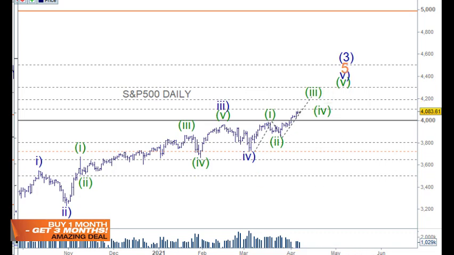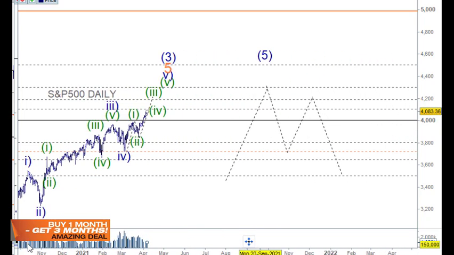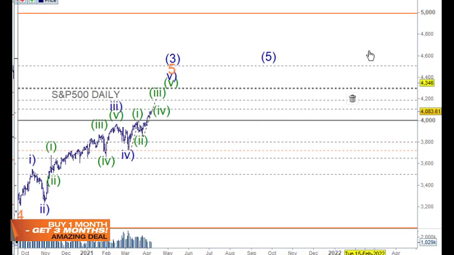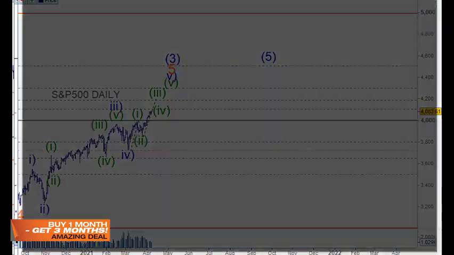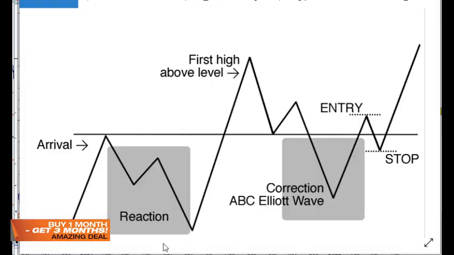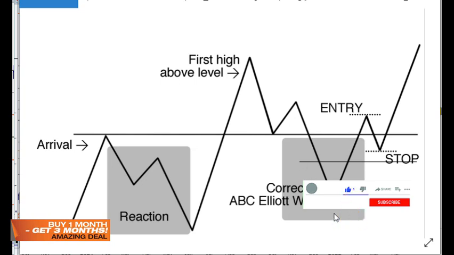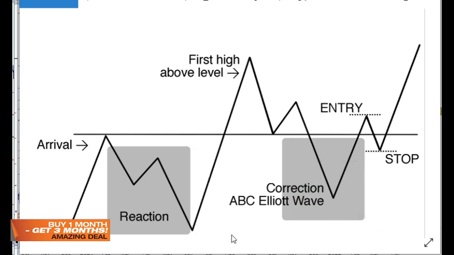In the bigger picture, we'll be looking at this pattern here, this classic trading levels pattern. If this is the 4,000 here, we've had the arrival, which didn't quite get there. We had the reaction, and then we're in the first high above the level. So we're looking for 5 waves in this sequence, and then an ABC correction. But this ABC correction will probably come lower, so just be mindful of that. In the bigger picture, we'll be seeing further upside.